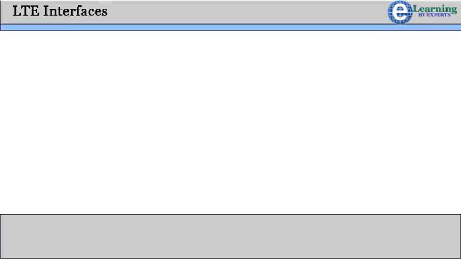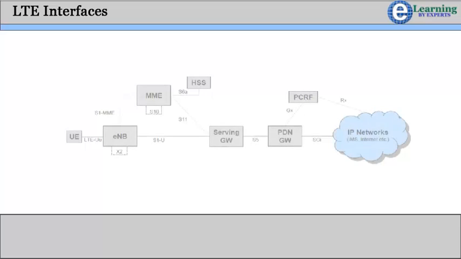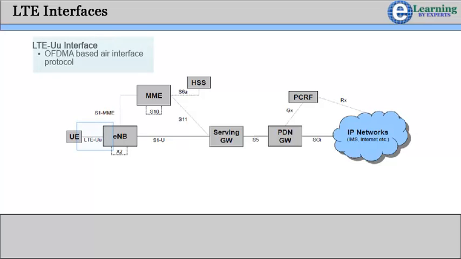LTE network components work together to deliver end-to-end high-speed packet data services. LTE has defined interfaces that enable communication between various network elements in the LTE architecture. We shall be discussing various interfaces in detail in this course. A brief summary of key interfaces follows. LTE-Uu. This reference point is located between the UE and E-UTRAN. An OFDMA-based air interface protocol is used across this interface.